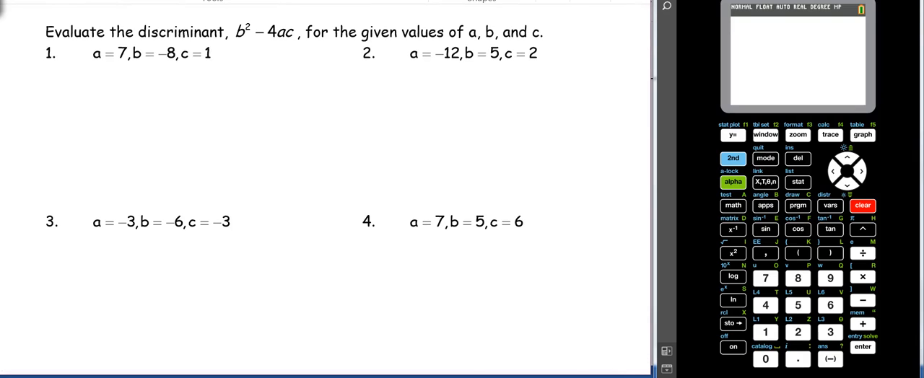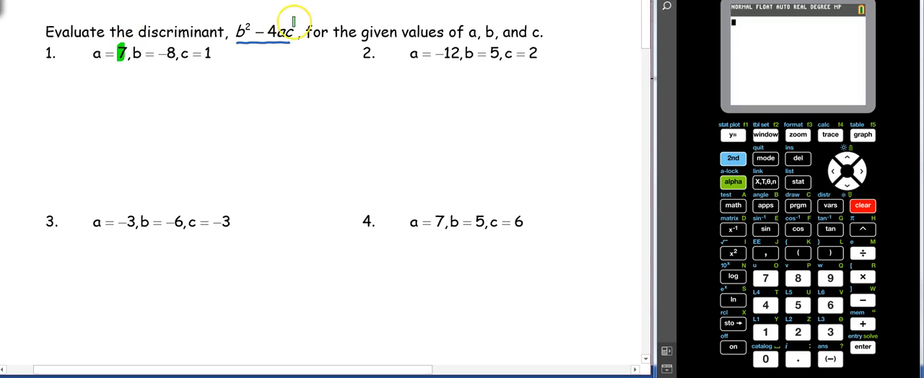This video is about using the discriminant and evaluating using a calculator. So evaluate the discriminant, which is b squared minus 4ac for the given values. What we're going to do is substitute the values they give us into the expression.